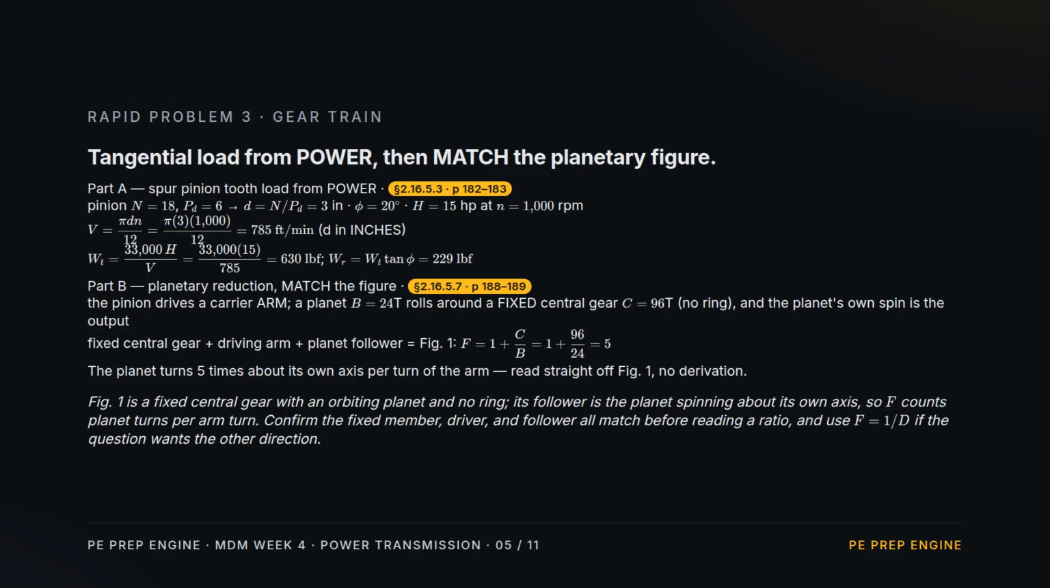Problem 3. A gear train, 2 moves. First, a spur pinion's tooth load comes from power, not from the resultant. Pitch line velocity needs the diameter in inches. Then the transmitted load is 33,000 times horsepower over that velocity, about 630, and the radial force follows from the pressure angle. Second, the planetary reduction. Don't derive it, match the figure. A planet rolling around a fixed central gear with a driving arm is figure 1. F equals 1 plus C/B. The planet spins 5 times per turn of the arm. Match the fixed member, driver and follower, before you trust a formula.